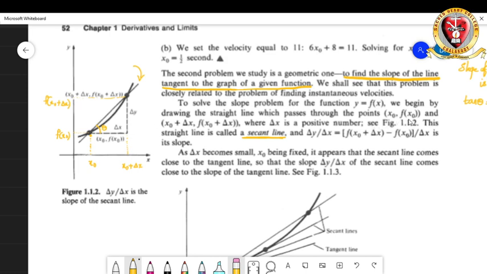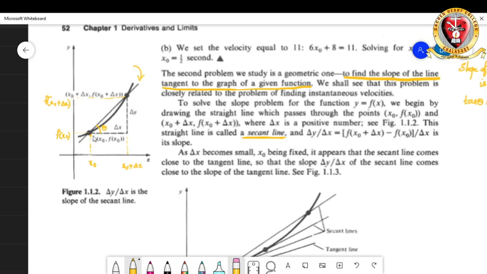So we saw what the points are: x naught, f of x naught, the ordered pair, and the ordered pair x naught plus delta x comma f of x naught plus delta x. Now we are going to draw a straight line joining those 2 points. To draw a straight line, we actually need how many points? Just 2 points. So we are joining them.